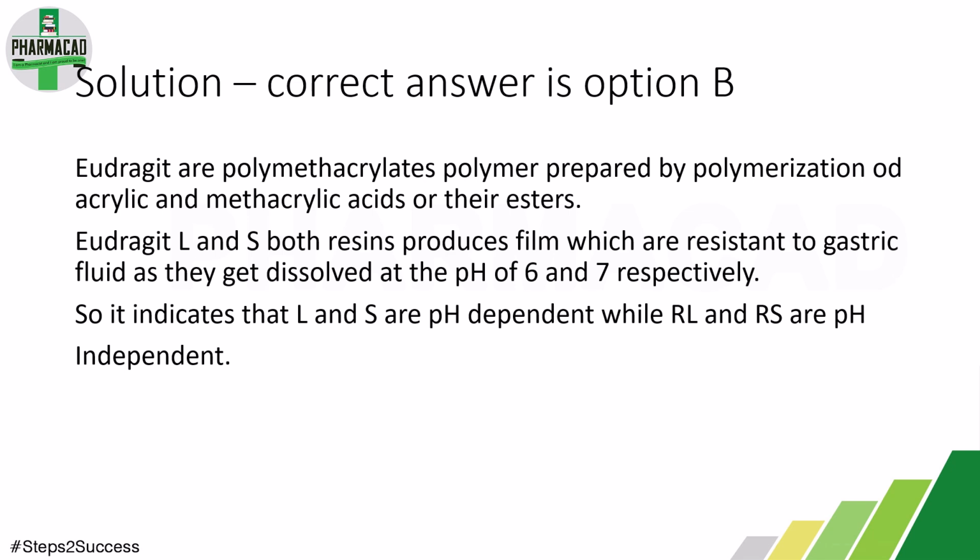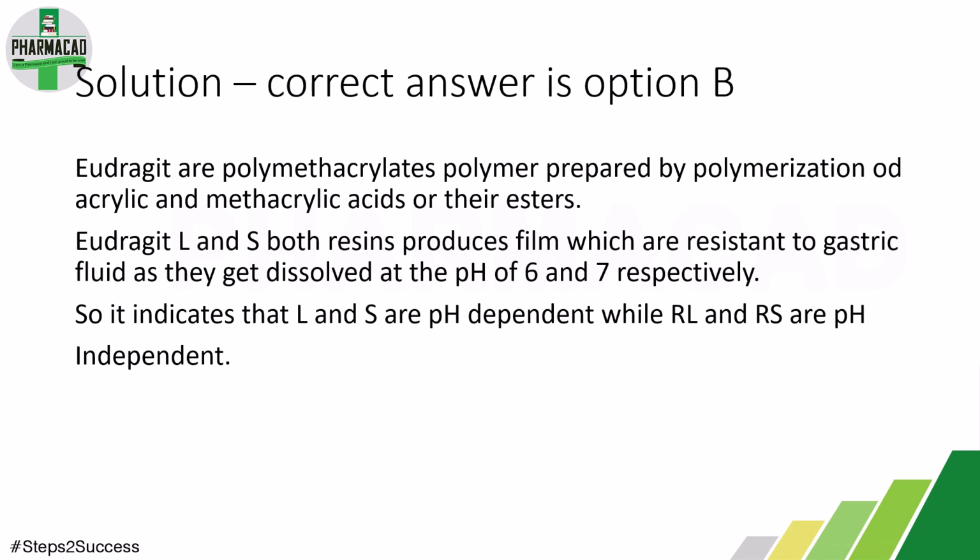Eudragits are polymethacrylate polymers prepared by the polymerization of acrylic and methacrylic acid or their esters. Eudragit L and S are both resins which produce films that are resistant to gastric fluid. They get dissolved at a pH of 6 and 7 respectively. As we know, it is an acid resistant polymer, so it will dissolve at pH 6 to 7. So it will not get dissolved in the stomach at acidic pH, and the medication will not be released there.